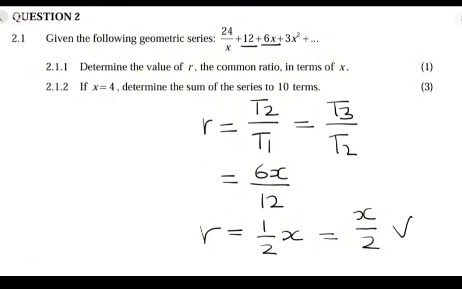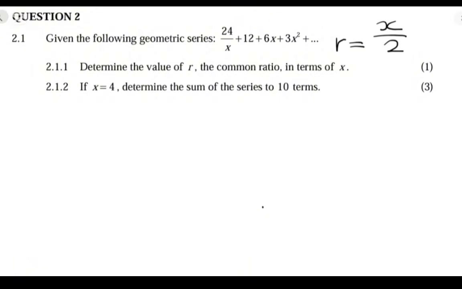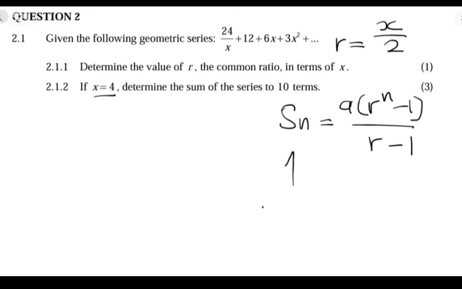So let's look at the next question. They say if x is equal to 4, determine the sum of 10 terms. Let me first remind you of the sum formula. So the sum formula is as follows. In order for us to find the sum, we need to have the value of a, the value of r, and the number of terms. If we first label that, then we are good to solve our question.